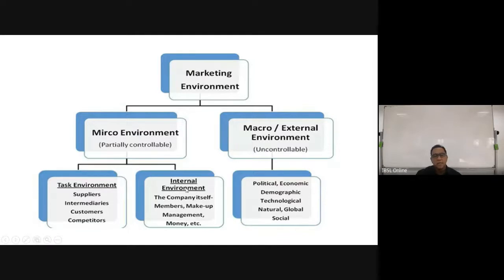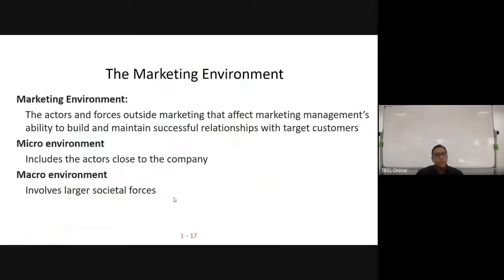So remember these three environments very clearly: the internal environment, the task environment, and combining those two you find the micro environment, and then the macro environment. So there are three components in the marketing environment: internal, task, and macro. Or broadly, if you take two, micro and macro, the micro is divided into two, task and internal environment.